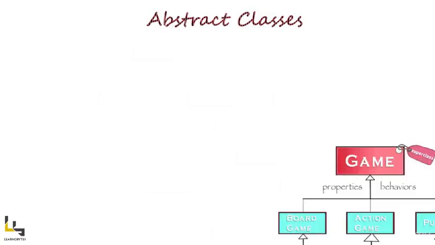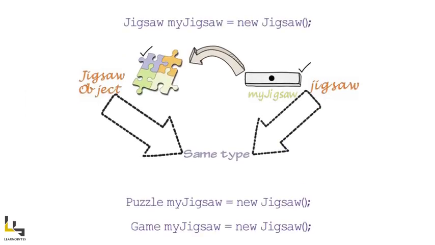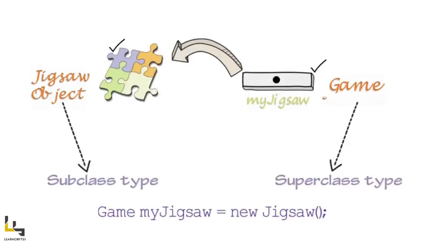In this video, we will learn about abstract classes. Let us revisit the game hierarchy from our gaming application. We saw that we can create an object in this way. We can also assign a subclass object to a superclass reference.